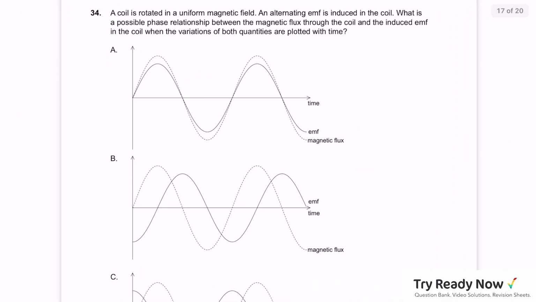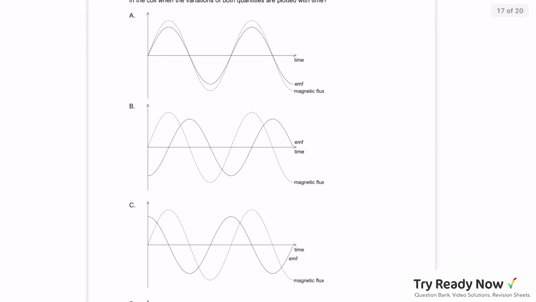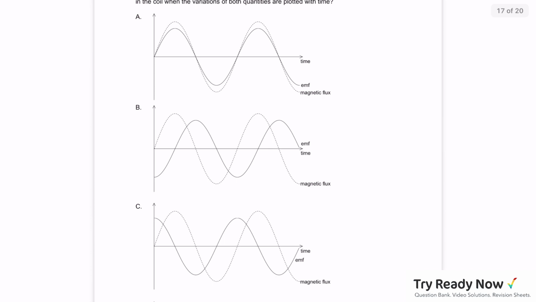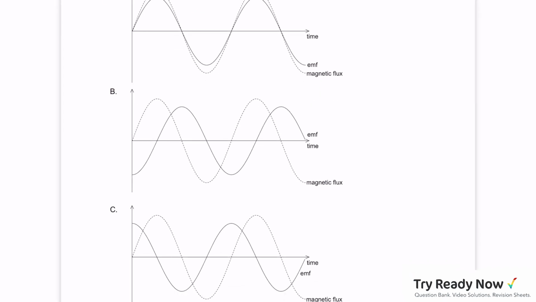Let's move on to question 34. So in question 34, we're presented with 4 options of a graph. We have the magnetic flux and the EMF. So magnetic flux is actually what induces an EMF. So the change in magnetic flux induces an EMF. So the correct graph is when the change in magnetic flux is 0, EMF is equal to 0. So when there's no change in magnetic flux, EMF is equal to 0.